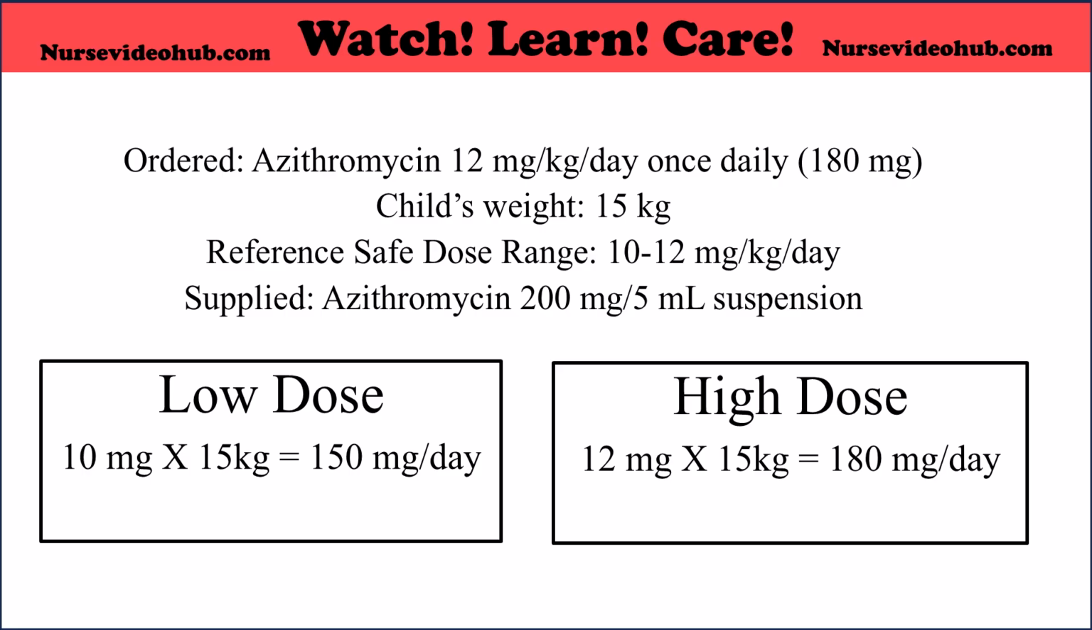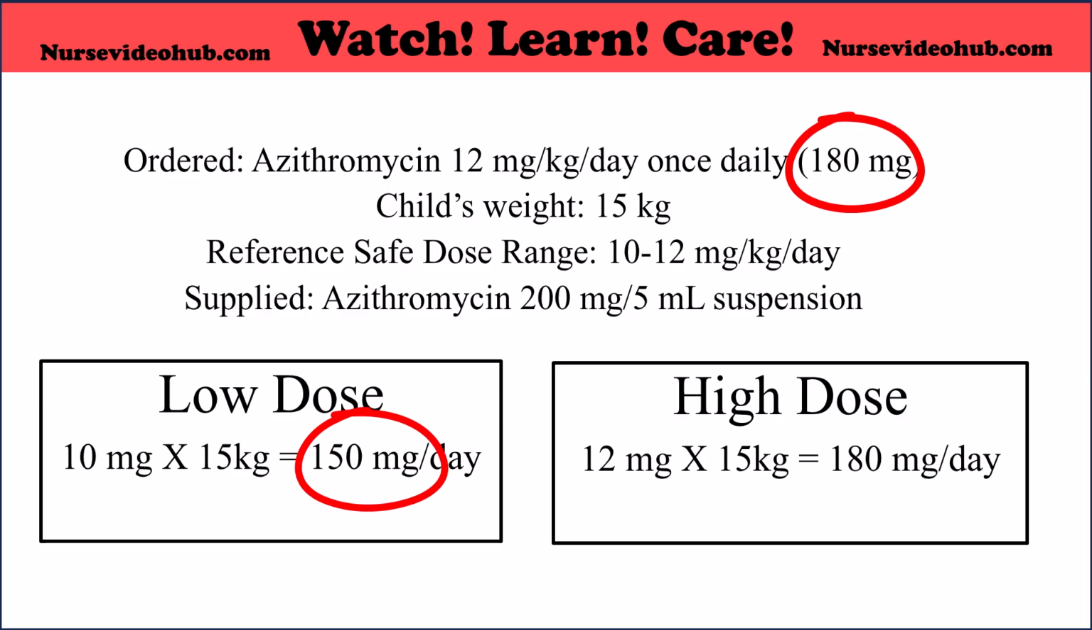Now you must determine if this dose falls within the safe range, considering both the low and high limits. The low dose range is 10 milligrams times 15 kilograms. The recommended low dose is 150 milligrams daily. The patient's dose is 180 milligrams, which is above the low dose, and that is good.